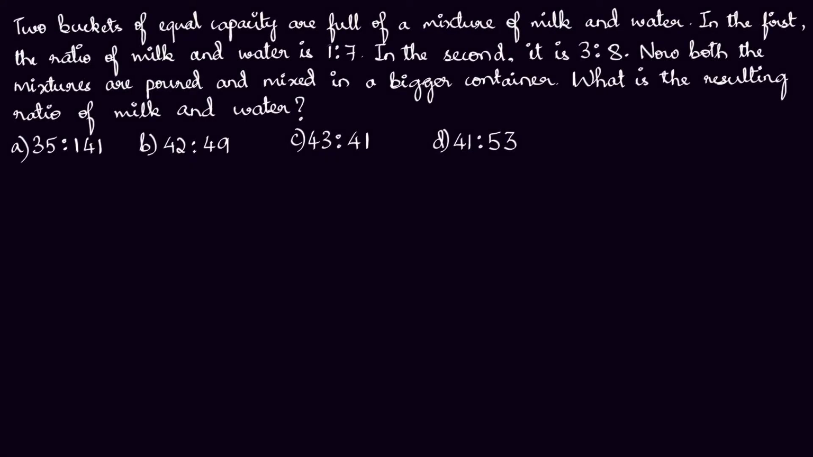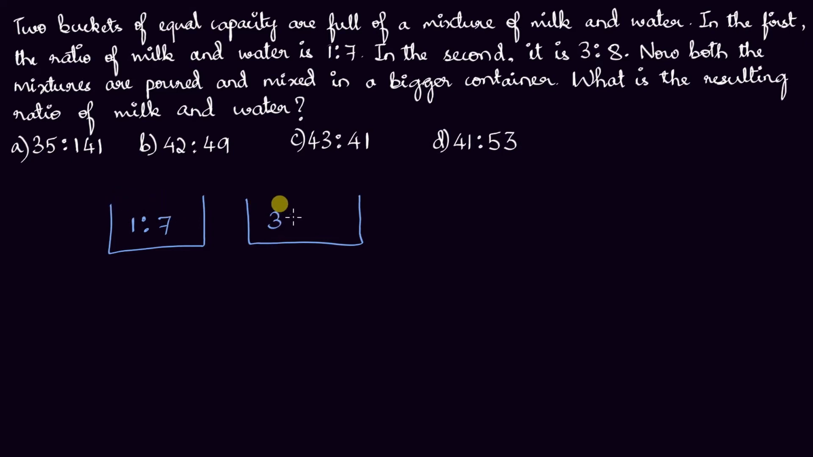So here's a question. Let's see what it's telling us. There are two buckets of equal capacity. Let us just put them down. And each of them has a mixture of milk and water. In this bucket, the mixture is in the ratio 1:7. For every portion of milk, there are 7 portions of water.